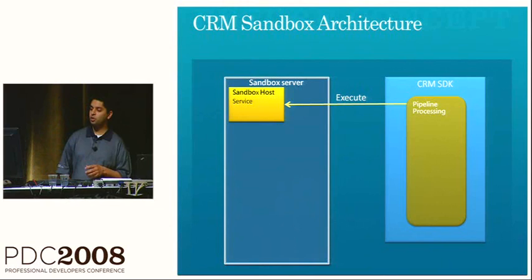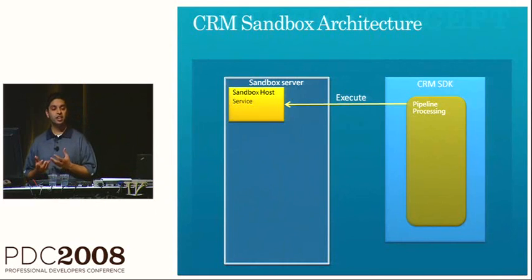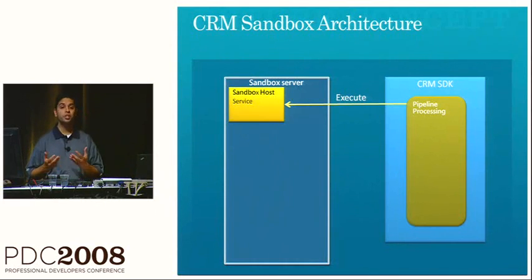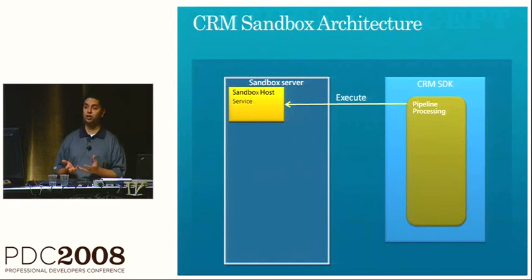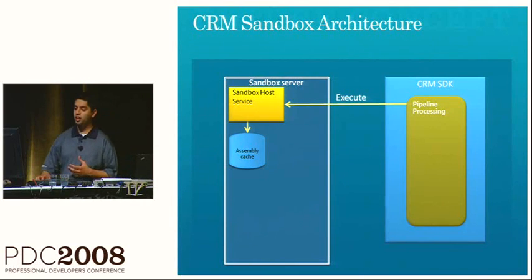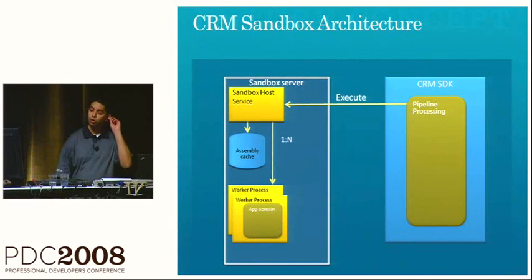So as the execute comes across, the CRM SDK is going to pass the information about what code needs to get executed, what tenant it needs to get executed for, and the different pieces of information that need to get passed into the code that's going to get executed. The sandbox hosting service is going to check to see if this code already exists on the machine, and if not, go retrieve it from the pipeline itself. And once it's got that code, it's going to call into these different worker processes.